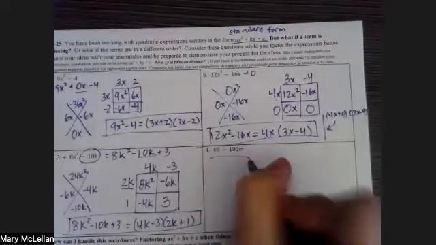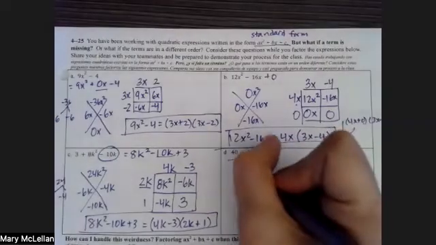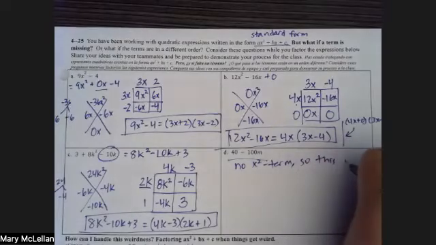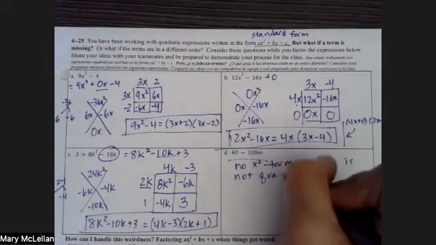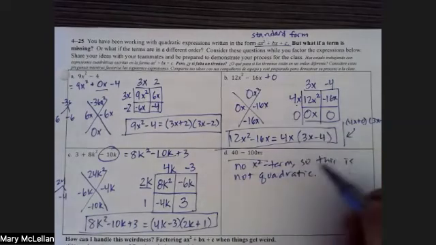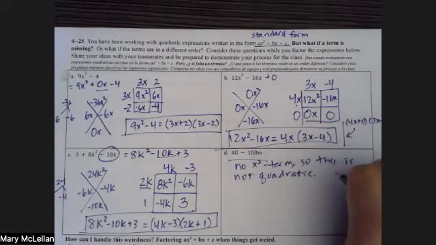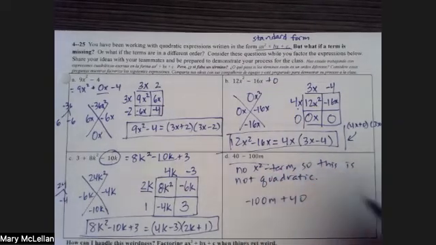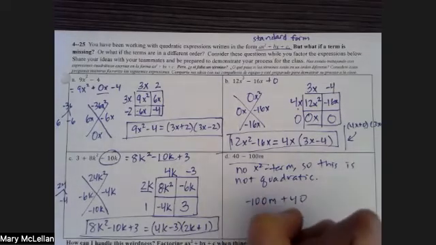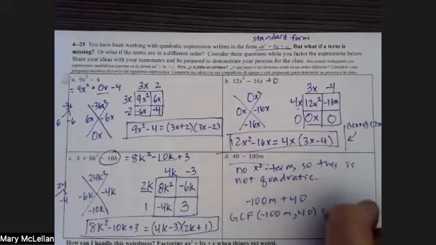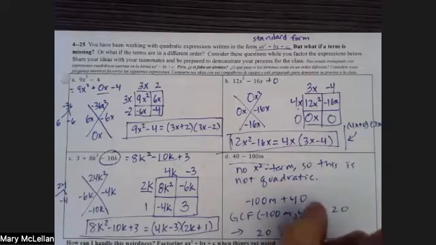Okay, look everybody, this is not a quadratic. There is no x squared term. But you can still factor it. There's just not as much to it as there have been to our previous problems. Throw this in standard form and then factor it. In standard form, I'd have negative 100m plus 40. And I factor out the greatest common factor. So the greatest common factor of negative 100m and 40 is 20, making my final answer 20 times whatever it takes to get to these.